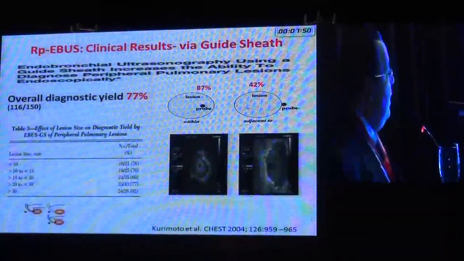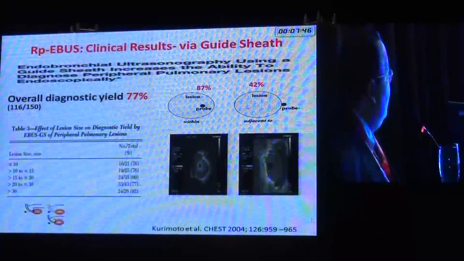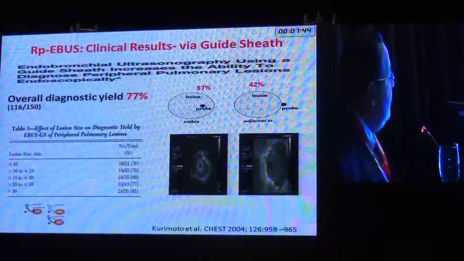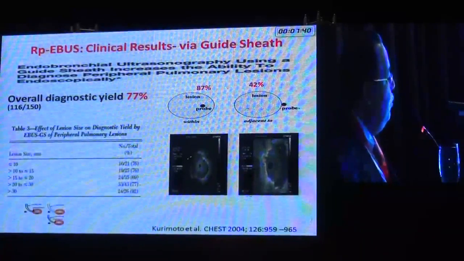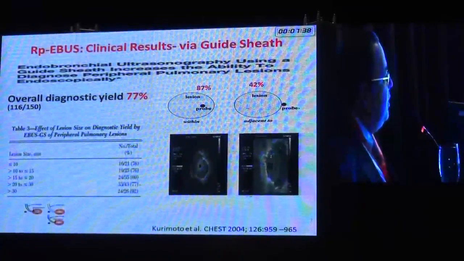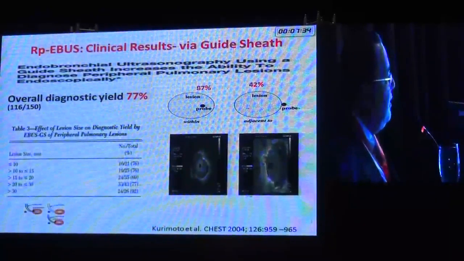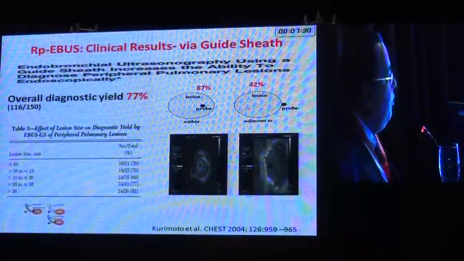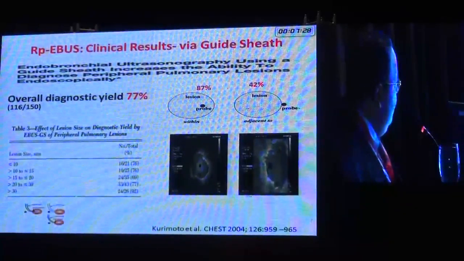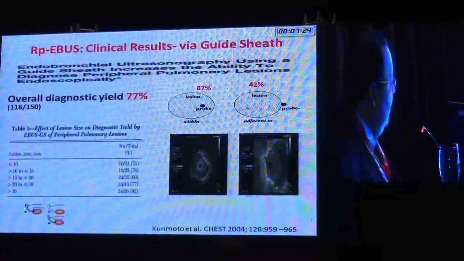This is applied through the guide sheath. It can localize with an overall diagnostic yield of 77%, but there is a better yield when the probe is inside the tumor than when the probe is adjacent to the tumor. When the probe is within the tumor, you can reach a diagnostic yield of 87%, while when it is adjacent to the tumor, 42%. Even in lesions less than 1 centimeter, it can reach a diagnostic yield of 76%.